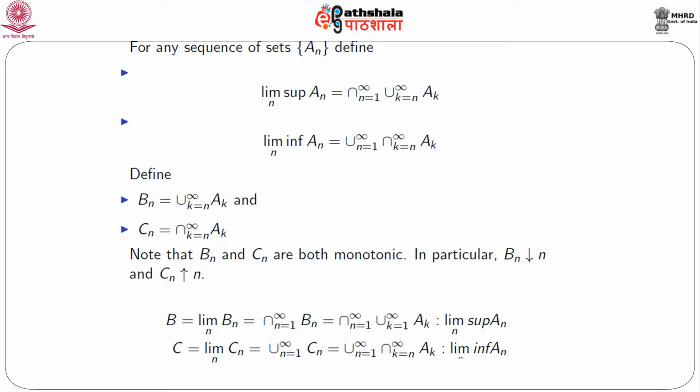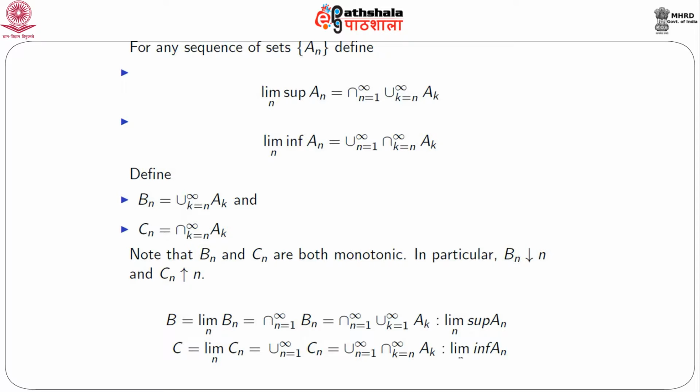Once we have the concept of a monotonically increasing or monotonically decreasing sequence, now we will define the limit superior or limit inferior of a sequence of sets A_n. So, we define lim sup A_n as the intersection over n from 1 to infinity of the union over k from n to infinity of A_k, and in the case of lim inf, it is just the opposite, interchanging the union and intersection. So, I will be describing the definitions in a more lucid way.